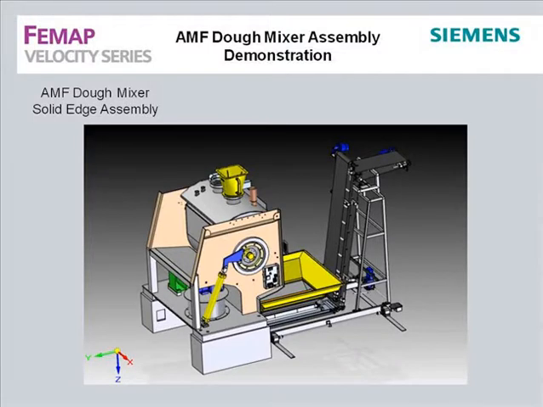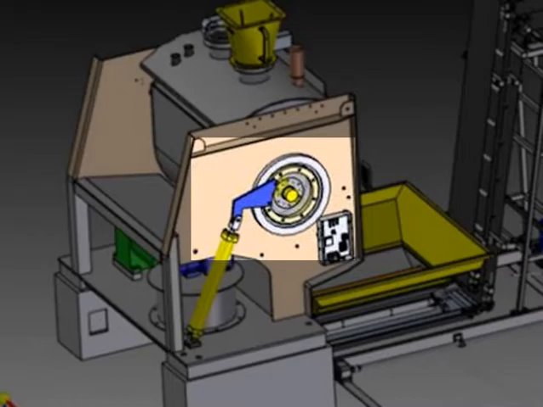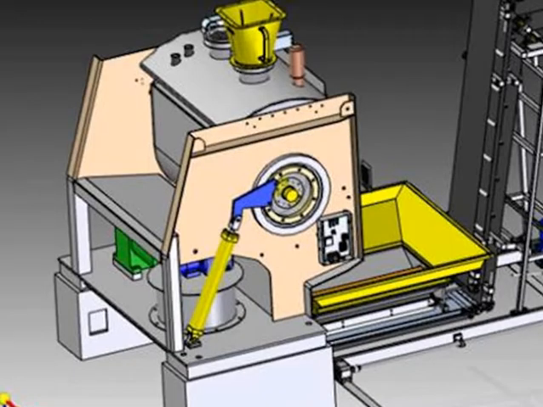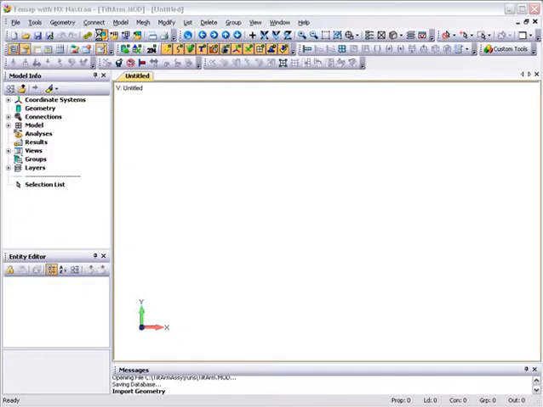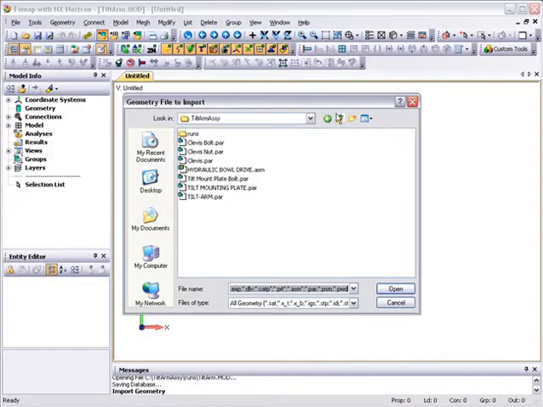In this demo, we'll perform a statics analysis of a Solid Edge assembly model of the tilt arm subassembly from the AMF dough mixer model. In this analysis, we'll assume that the mechanism is jammed with the actuator still applying force to the assembly. First, we'll pick up the Solid Edge geometry and import it into Femap.